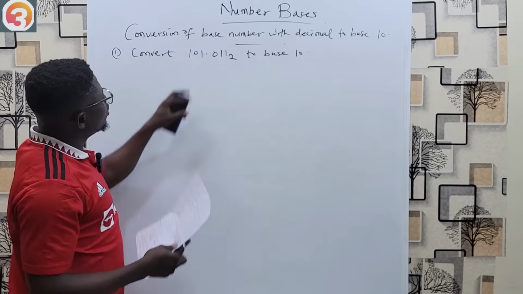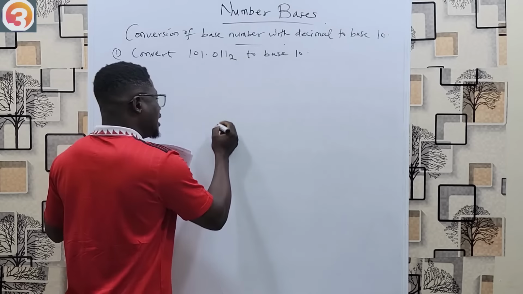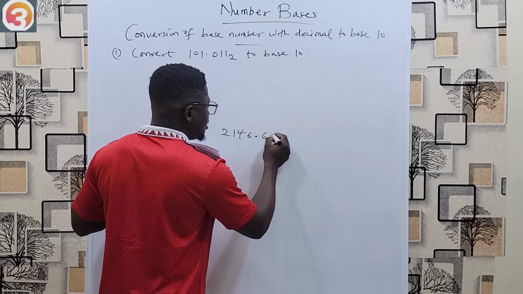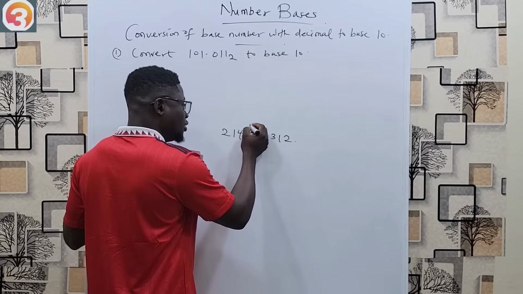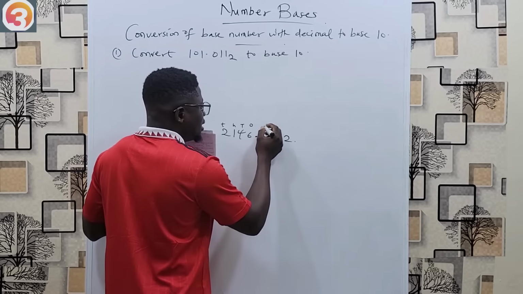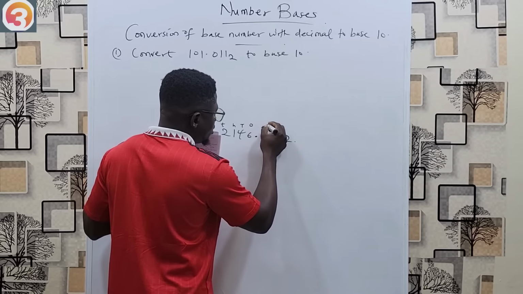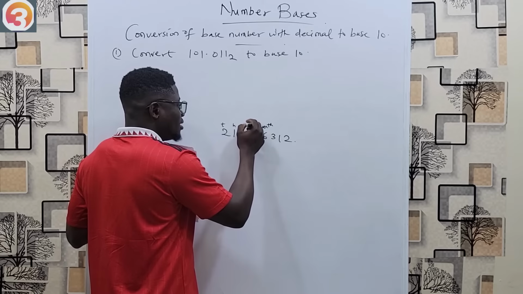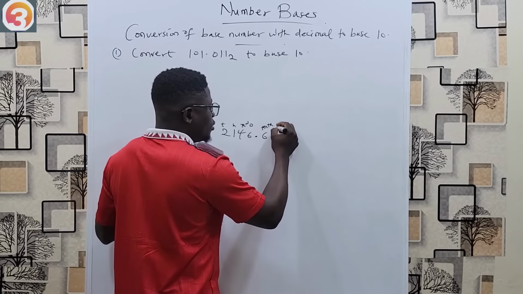So we have 101.011 base 2. Like I was saying before, if you have a number like 2146.6312, like we learned from primary school, you know this is units, this is 10, this is 100, this is 1000. Then this one is tenths, this is hundredths.